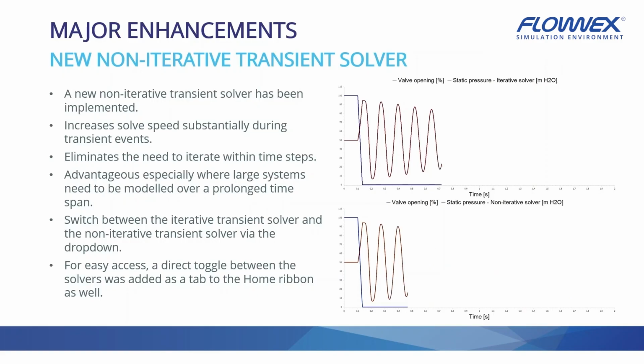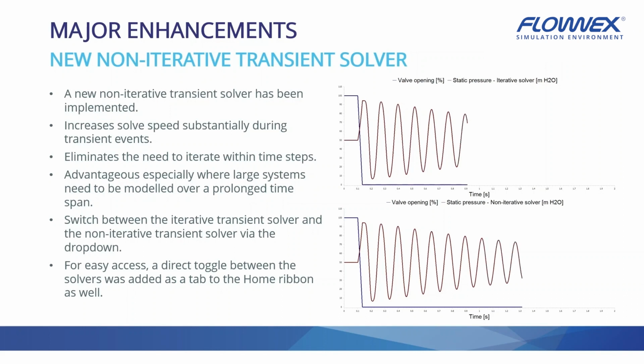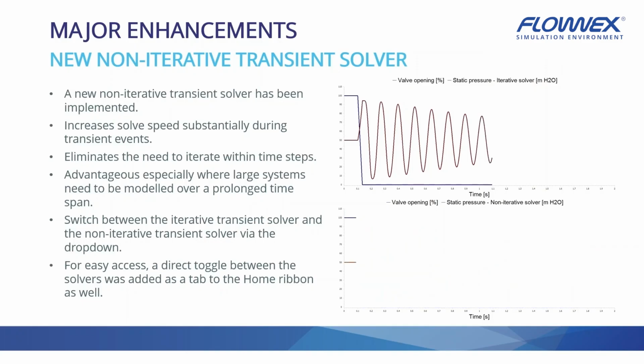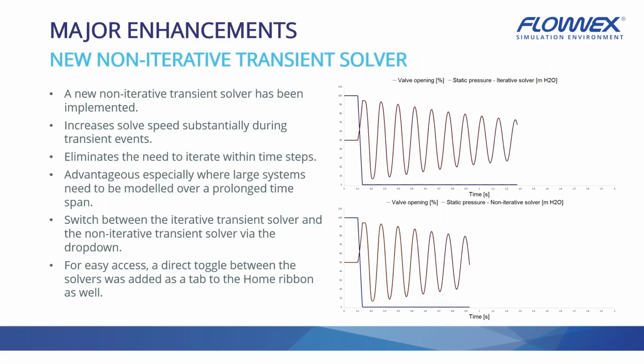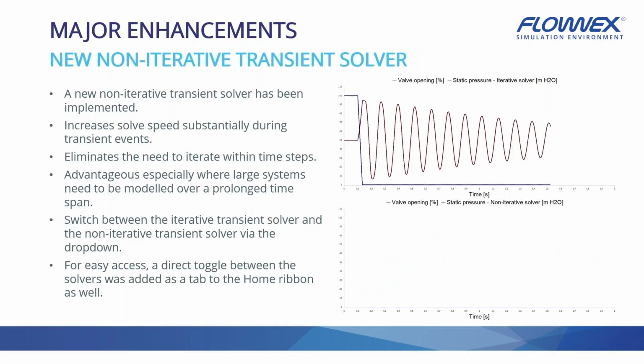However, for simulations with small time steps, such as control studies, more processing power is needed, which ultimately causes slower transient runs. This non-iterative transient solver does not require an iterative process for each time step. It solves the same physics as the iterative solver, but allows non-iterative processes to occur. The non-iterative solver increases the solving speed substantially, which is beneficial for large systems that need to be modeled for a prolonged amount of time.